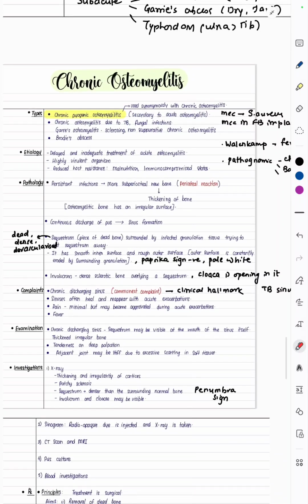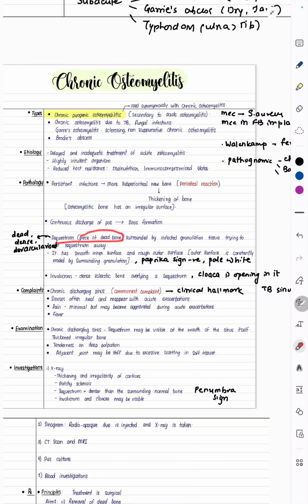Then pathophysiology: the persistent infection forms pus that will lift the periosteum, because of which the blood supply is cut off, and this will lead to dense, dead and devascularized bone, that is the sequestrum. Now this sequestrum is then contained with the help of subperiosteal new bone reaction, that is called the involucrum. So the involucrum is going to contain this. Then there is a hole in the involucrum that is called the cloaca, and through the cloaca this infection will be transferred out, and then there will be a formation of a sinus at the level of skin, from which the infection comes out of the skin.